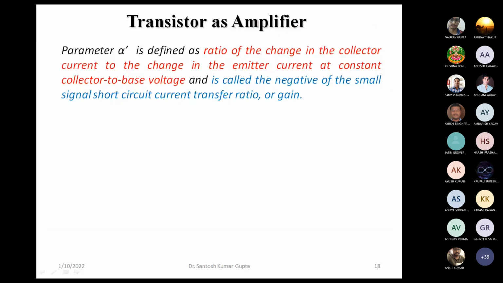The parameter alpha dash is defined as the ratio of change in the collector current to the change in the emitter current at constant collector to base voltage, and is called the negative of the small signal short circuit current transfer ratio.